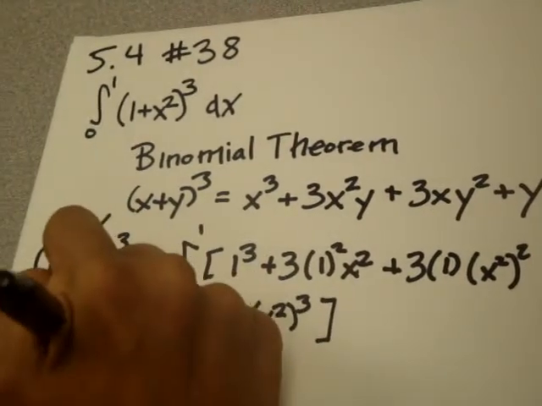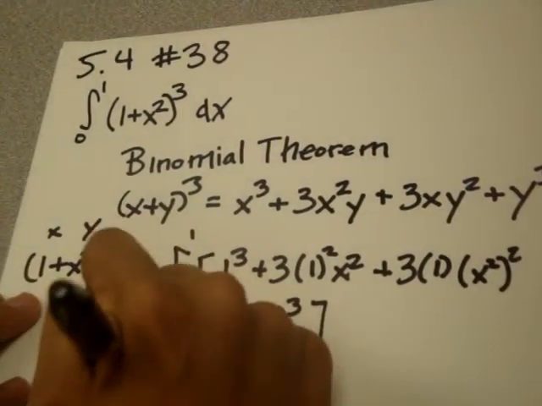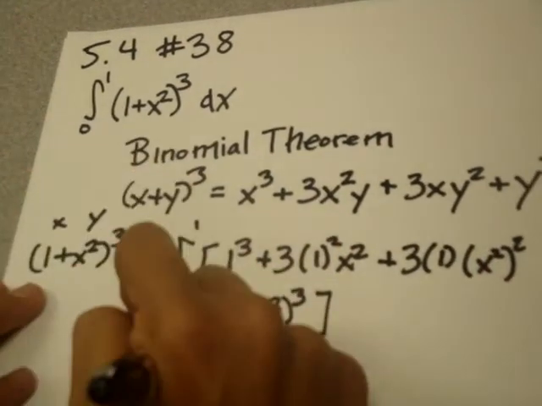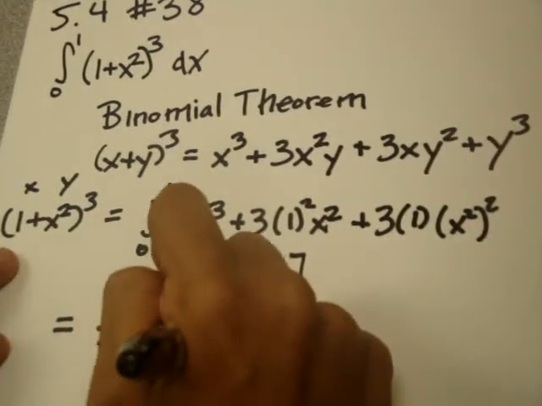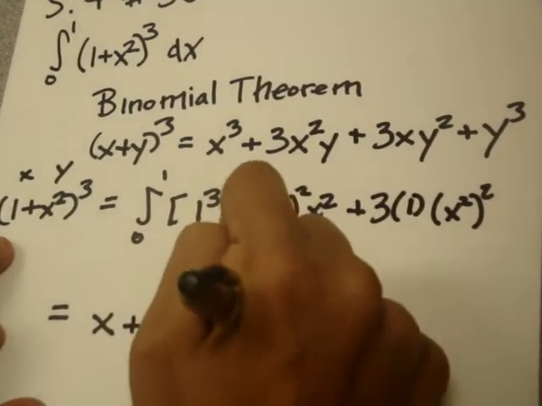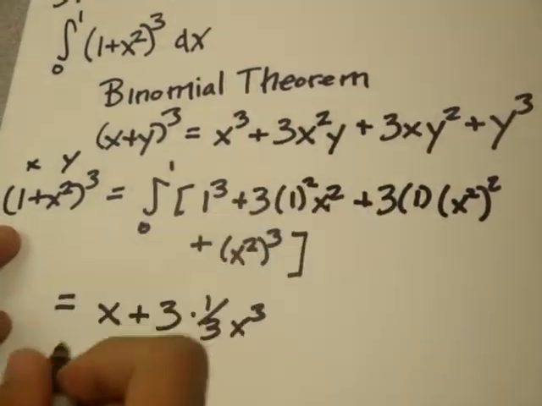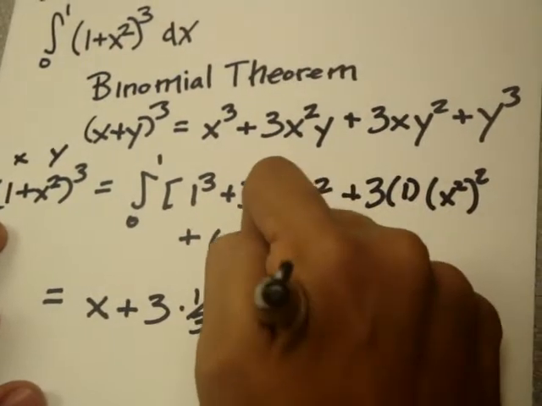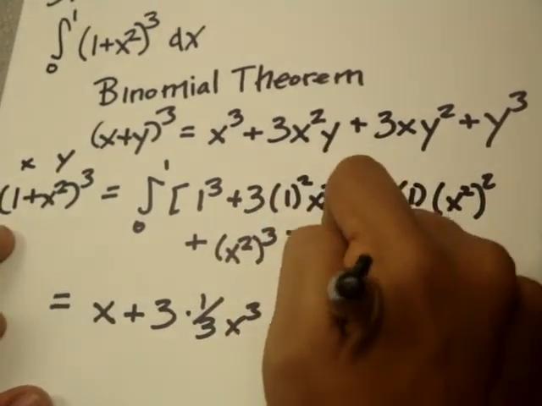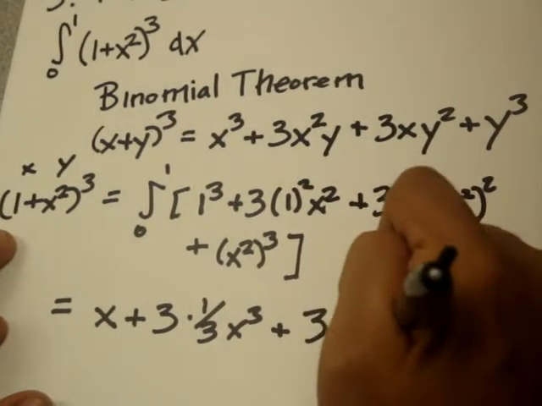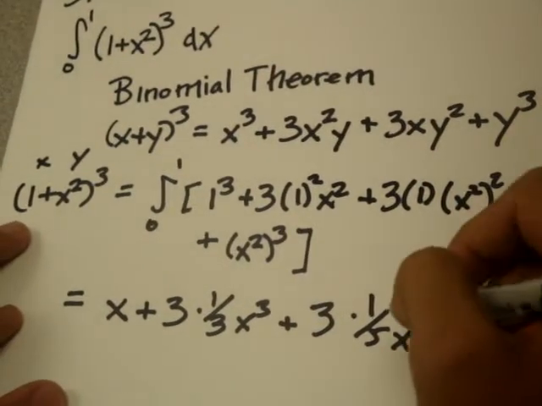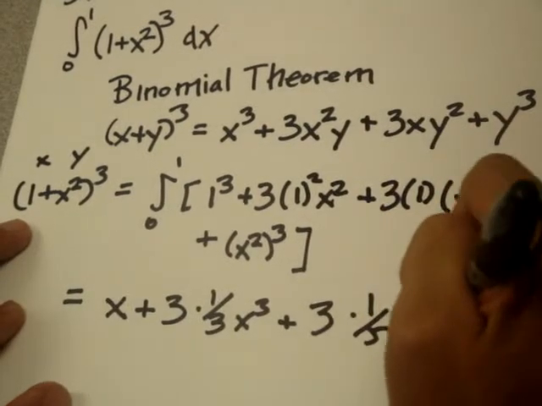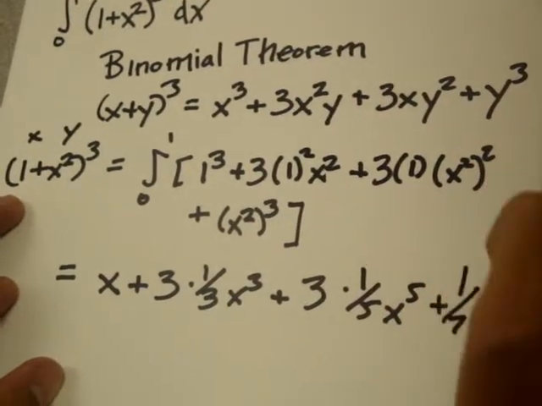Okay, and then your next step, just take the antiderivative of everything, which will give you x plus 3 times 1/3 x cubed, because that's the antiderivative, plus 3 times a fifth x to the fifth, because that turns into the x fifth, plus 1/7 x to the 7.